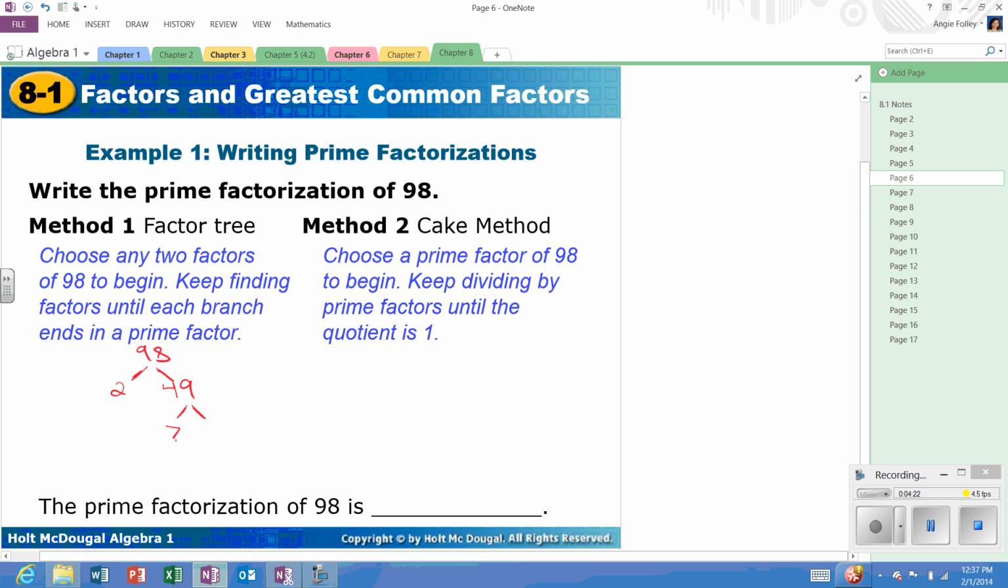49 I know can be divided by 7 and 7. So 7 times 7 gets me back to 49. And it actually cannot go any further. So I'm at all my 3 prime numbers. So the prime factorization is 2 times 7 times 7.